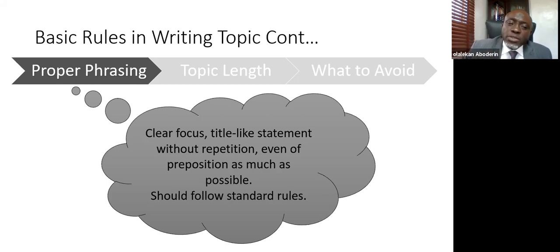Now, we should ensure that we follow standard rules. One of them is that you minimize or avoid repetition of words. Another one is that if you are not writing all through in upper case, for example, there are some words, your first word, your last word, all proper nouns, all keywords, prepositions that are more than 3 characters and so on and so forth should be capitalized. All these are part of the basic rules for proper phrasing or coining of a topic.